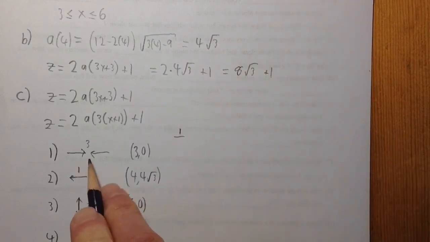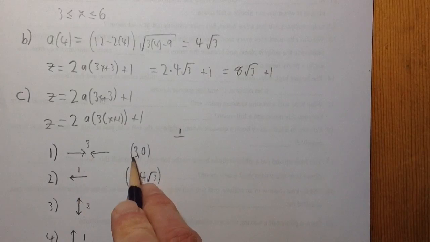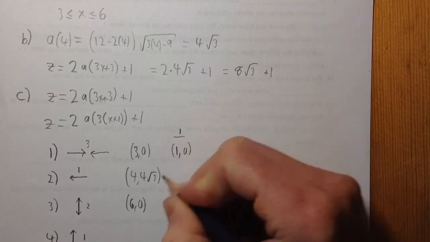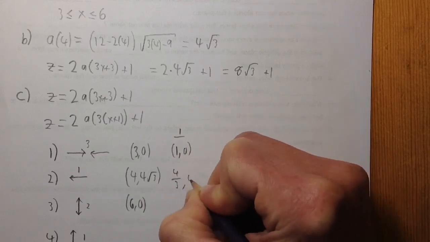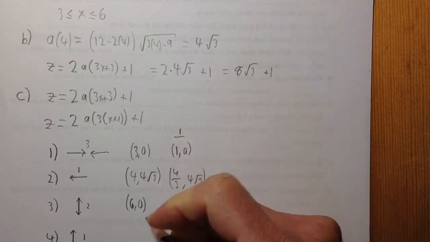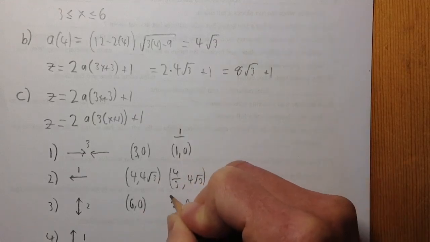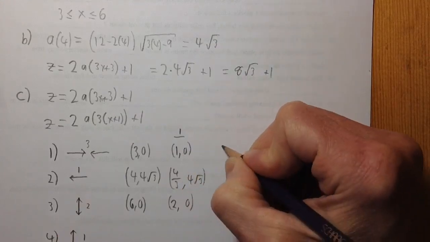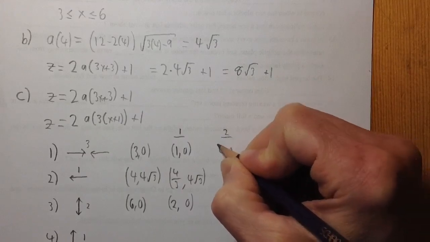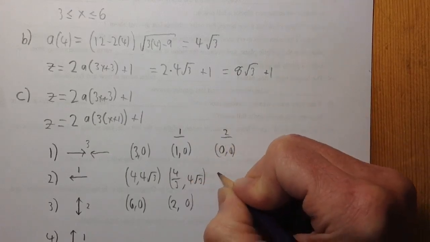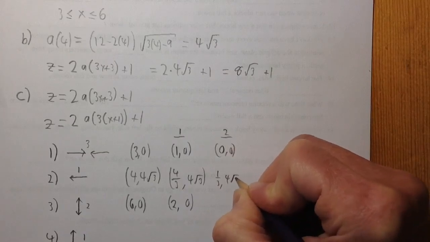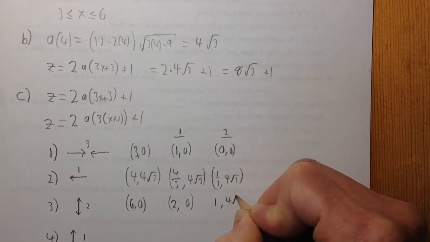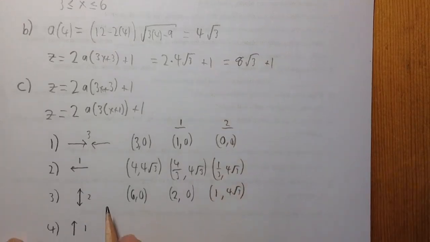First operation, compress it by 3 in the x direction. Divide the x value by 3. So 3 divided by 3 is 1. That's easy math. 4 divided by 3 is 4/3. The y's stay the same. 6 divided by 3 is 2. Then take away 1 from the x. 1 minus 1 is 0. That's our second step. 4/3 minus 1 is 1/3. Again, y's stay the same. 2 minus 1 is 1. Y's stay the same.